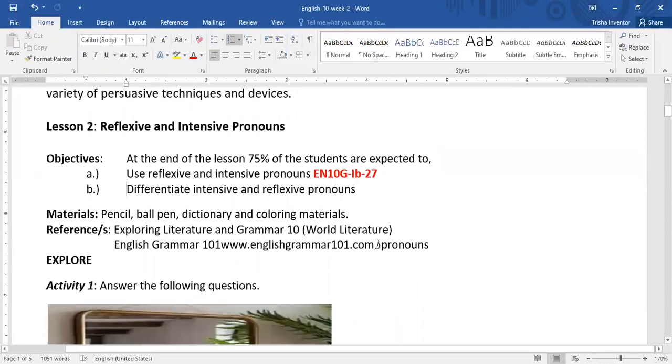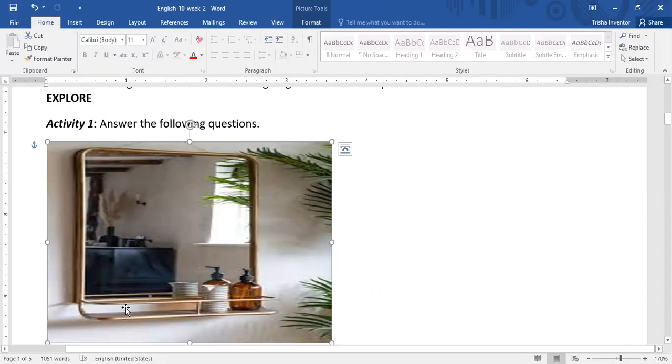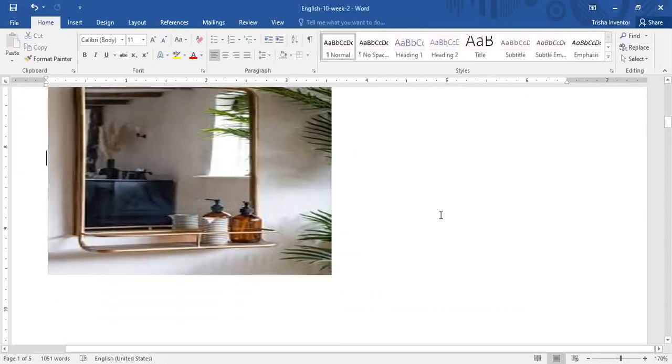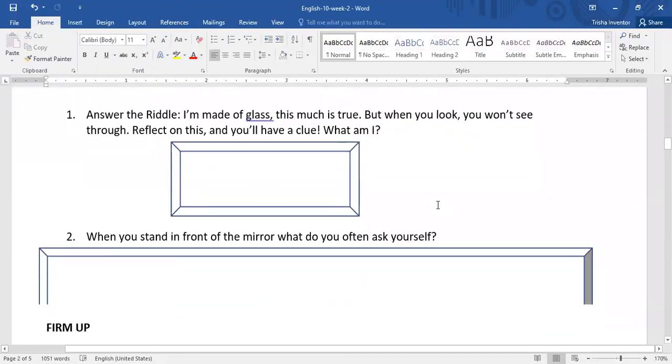So first we have here the explore. So your activity 1, you have there a picture of a mirror. Okay, so that is just a reference. So you have here two questions for the explore. So first question is a riddle. So you read this riddle and then you put your answer here in the box, inside this box.